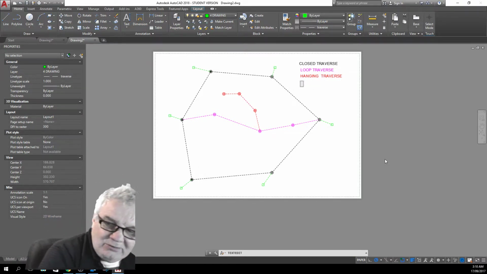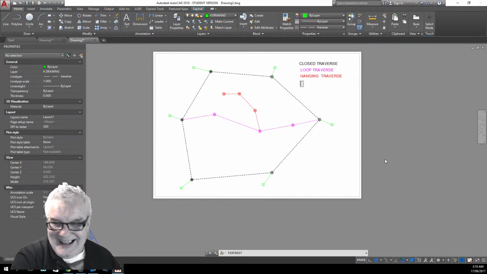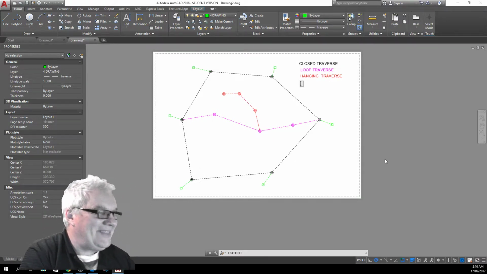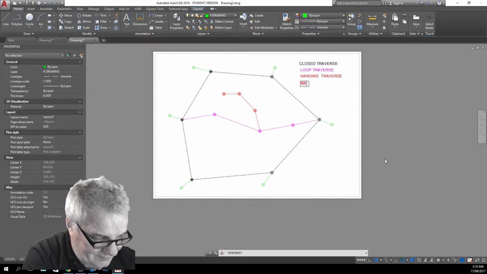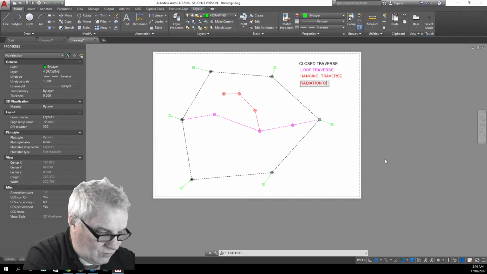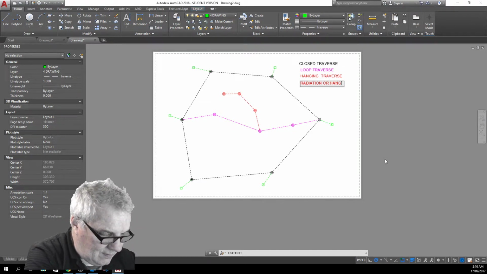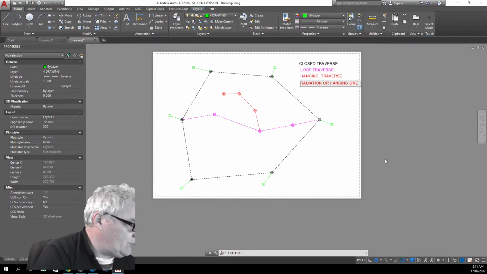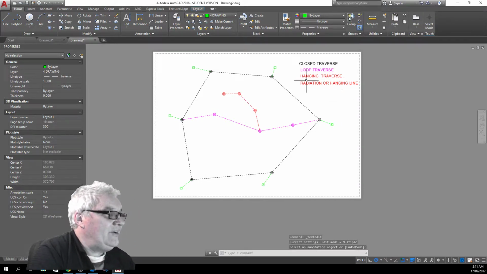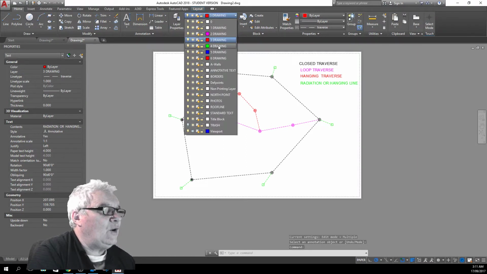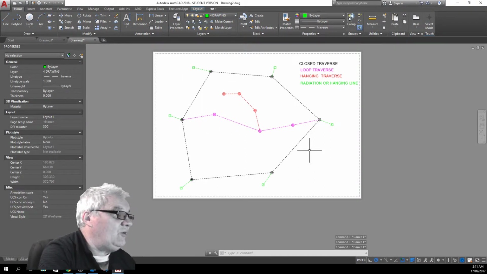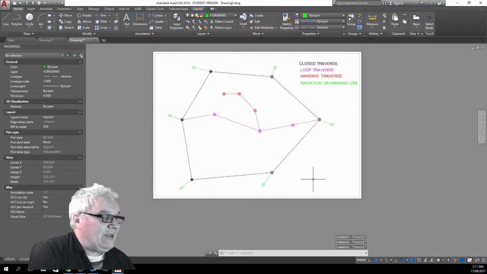Am I coming out of my box there? But thinking outside the square. Radiation or hanging line, they're referred to as. And oh, that needs to go into the drawing 4. Okay, so radiation or hanging line, that's what those are.